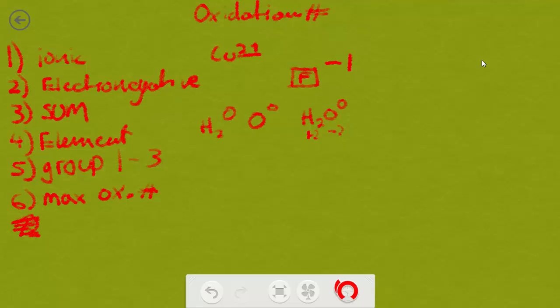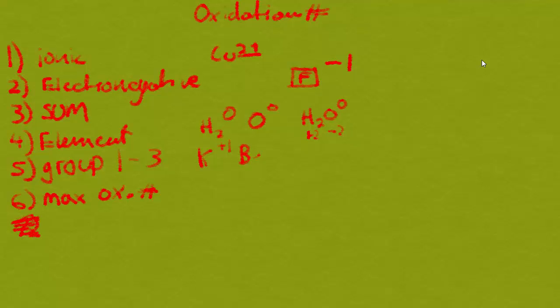And then groups 1 to 3. The elements in groups 1 to 3 always have the group number as their oxidation number, in the sense that if you're an alkali metal, like let's say potassium, your oxidation number will always be +1. Whereas if you're an alkaline earth metal like beryllium, your oxidation number will always be +2. And so on and so on.